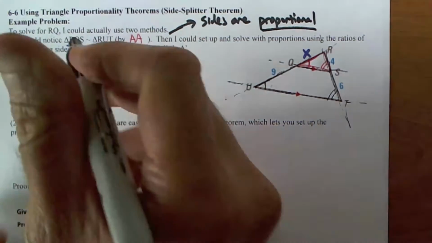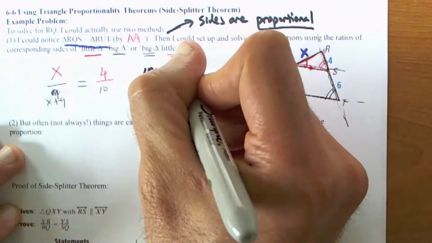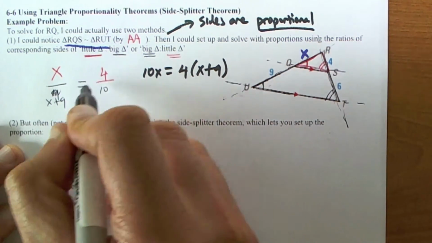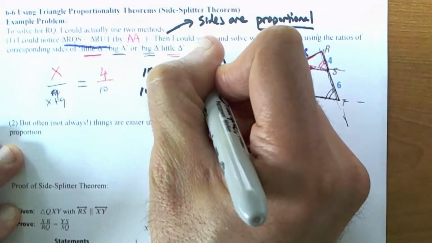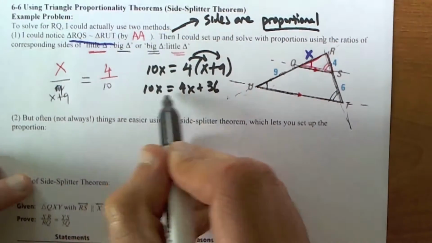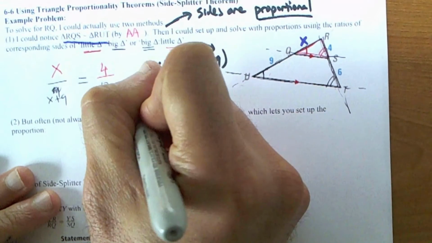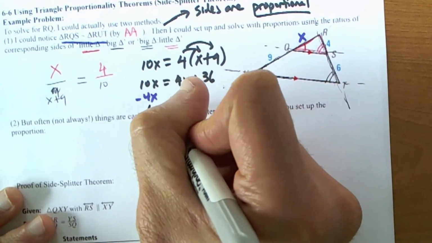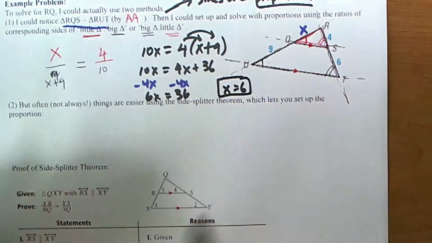If I cross multiply and solve, I'm going to get 10x equals, don't forget your parentheses here, 4 times the quantity x plus 9. Don't forget the parentheses, because otherwise you're going to forget to distribute. 4x plus 36. I'm going to subtract 4x from both sides, so I get 6x equals 36. If I divide by 6 on both sides, I get x equals 6.